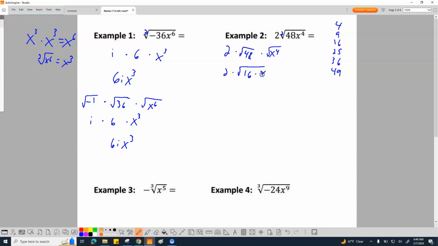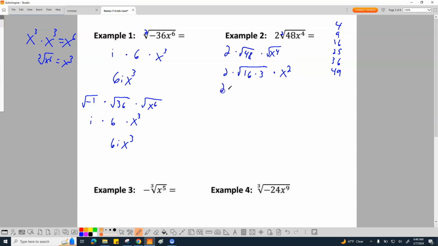16 times 3. And I'm going to do it with the same house this time because you can do this. I want you to see it. I'm going to amp up the abilities a little bit. You can put the number in the same house, but make sure you separate it at 16 times 3, which is 48. Now, x to the 4th, how do I find the square root of that? You take 4 divided by the 2 that's hidden there, and you end up with x squared.